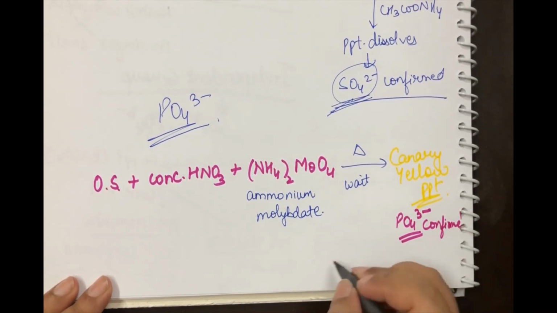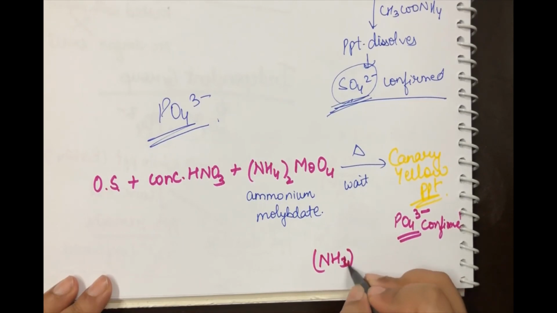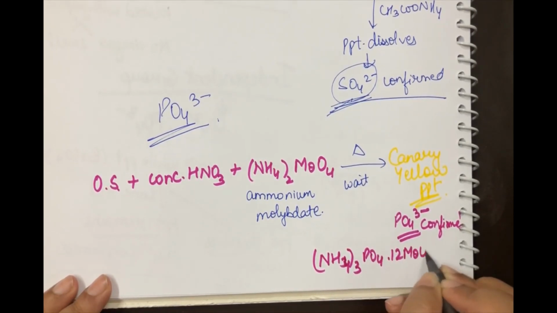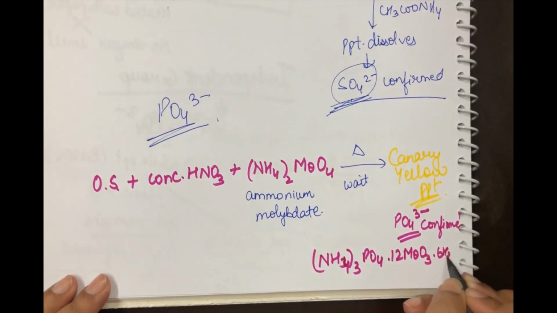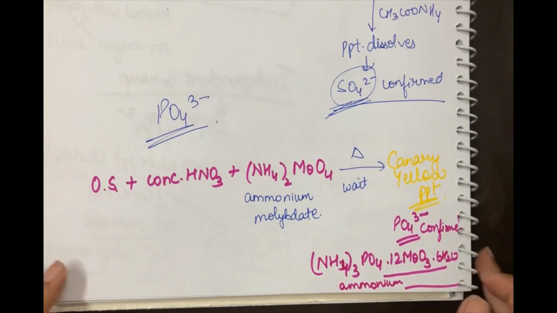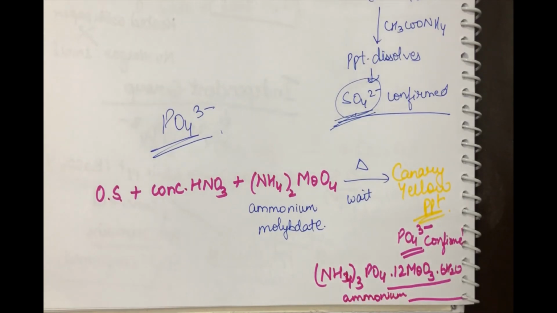What is this yellow color due to? It is due to (NH4)3[P(Mo3O10)4]·6H2O, your ammonium phosphomolybdate. And if this canary yellow color is there, then it is surely phosphate ion.